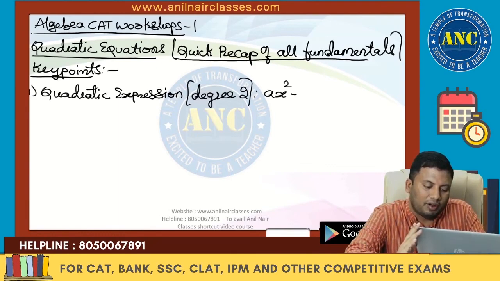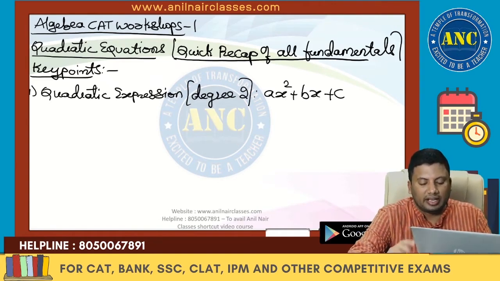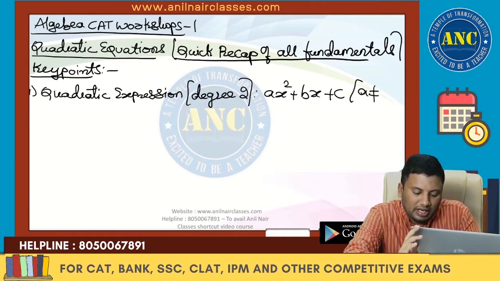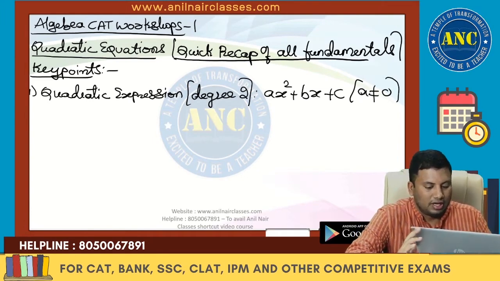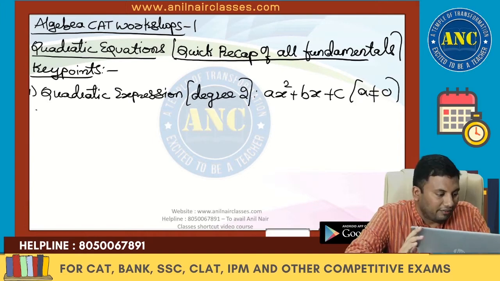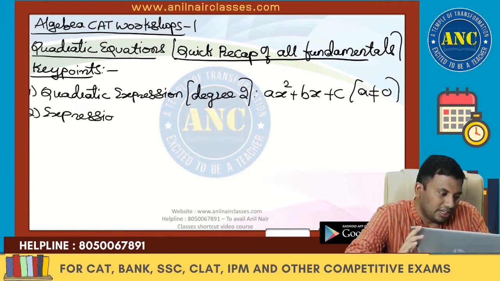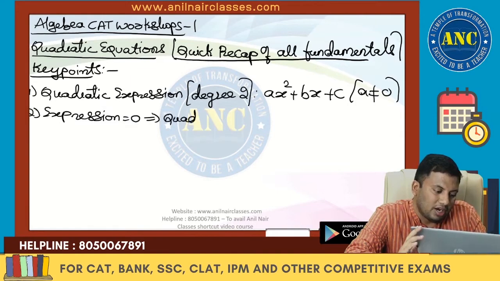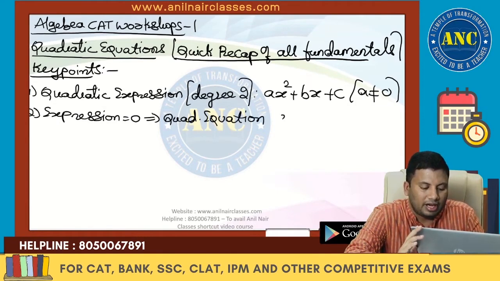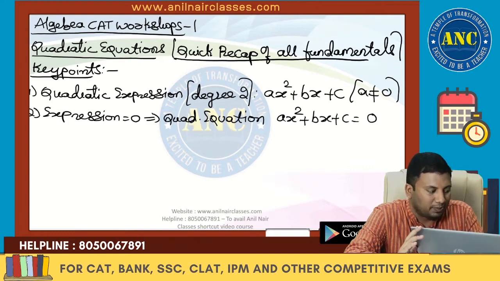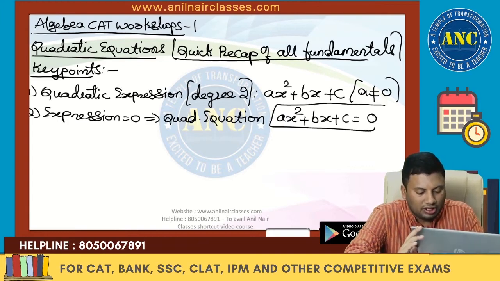The general form of the quadratic expression is ax square plus bx plus c, a not equal to 0. So, if an expression is equated with 0, then I will get a quadratic equation: ax square plus bx plus c equals 0.